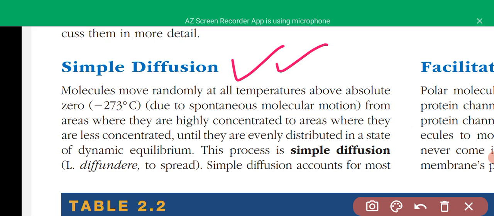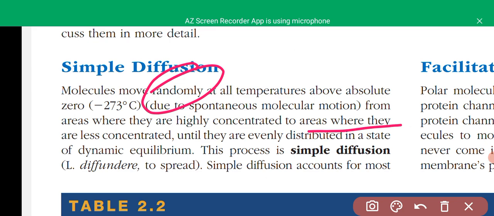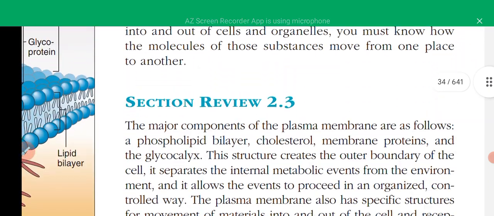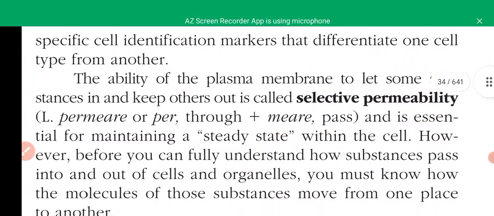Now, if our temperature is not at absolute zero, like minus 273 degrees centigrade, all substances will move randomly from an area of high concentration to an area of low concentration. This is called simple diffusion, the movement of substances from higher concentration to lower concentration by random movement, until the concentrations on both sides become equal.